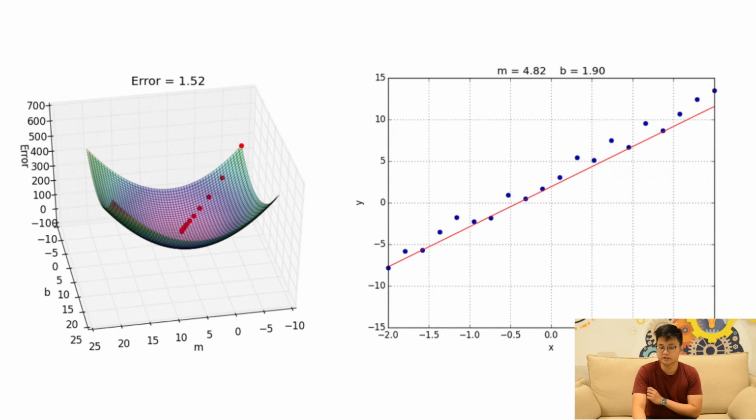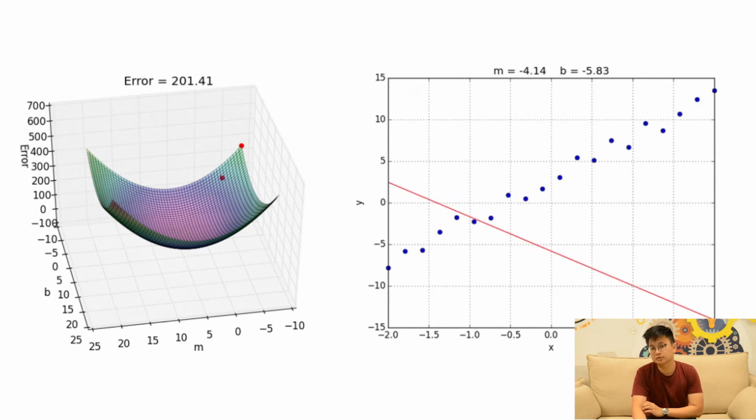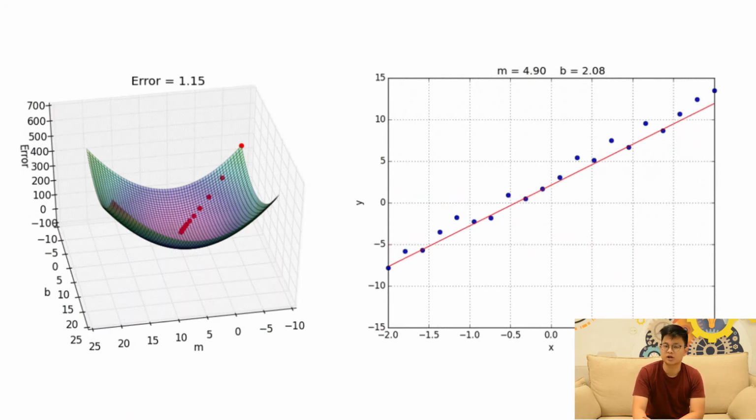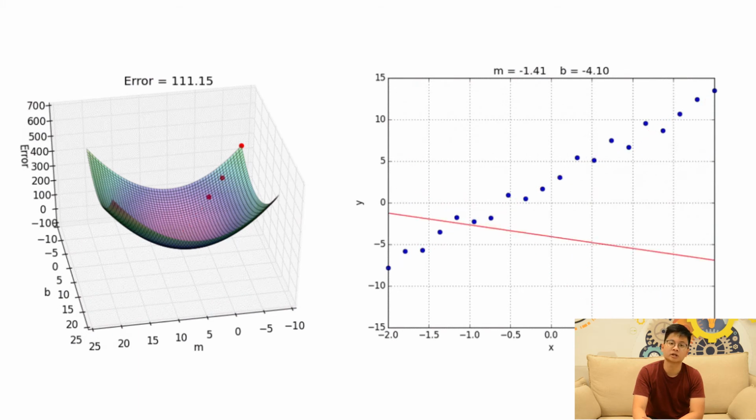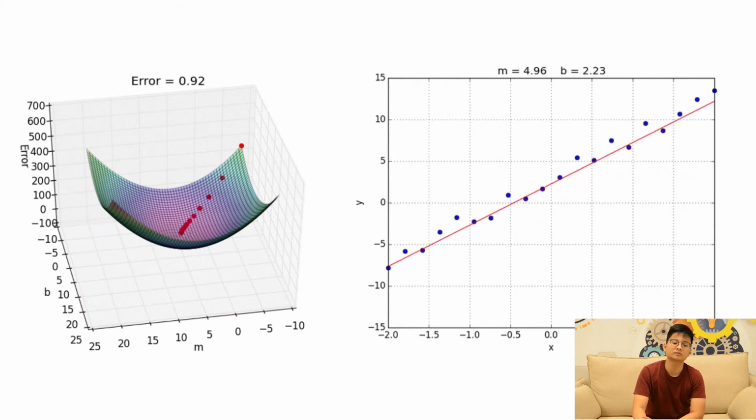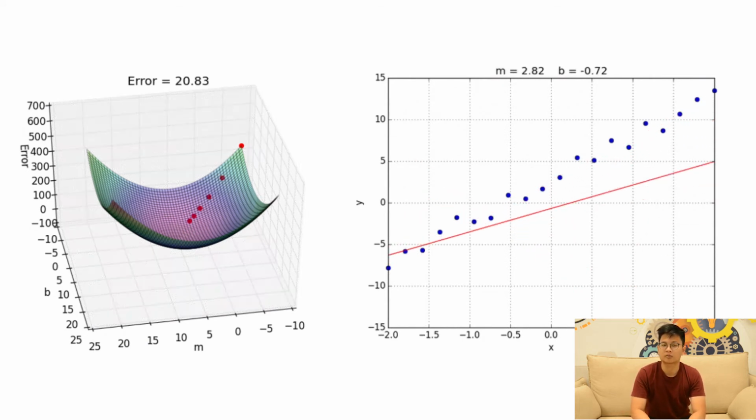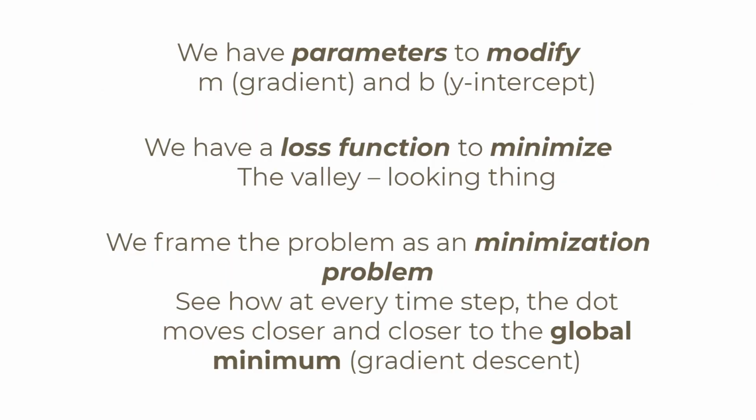So putting it all together, remember I went through this particular animation of a linear regression problem, where you just go down the error curve using an algorithm called gradient descent. In this case, you have parameters that you can modify, M and B, and you have a loss function that you want to minimize. Then you frame the problem as a minimization problem.